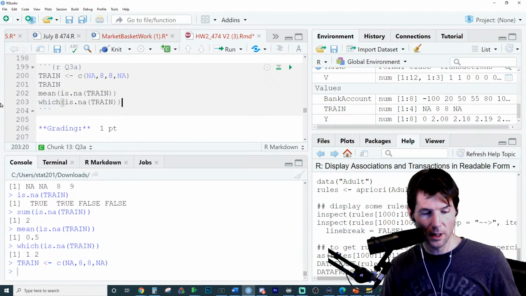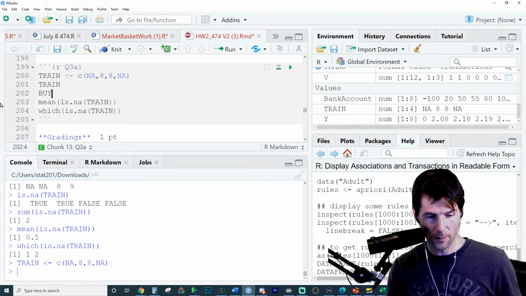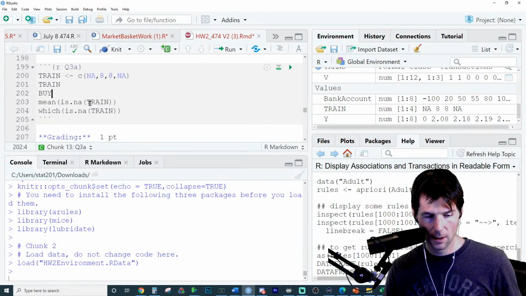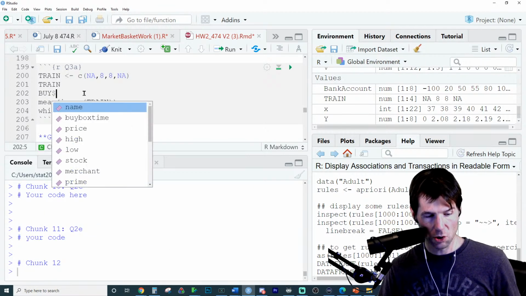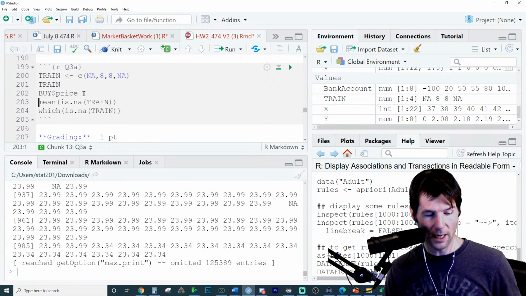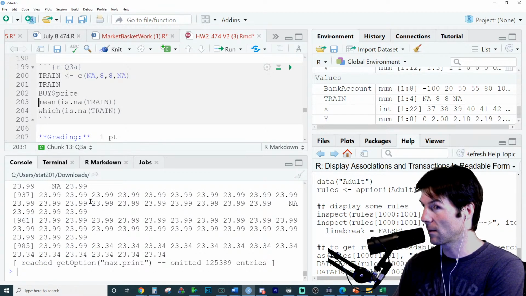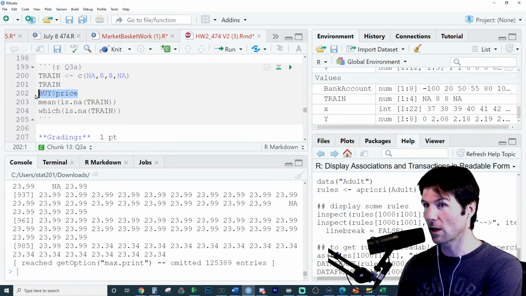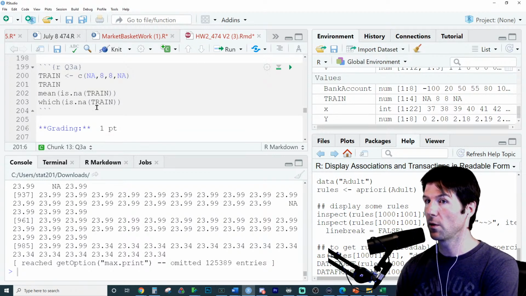What is price in? Price should be in the buy vector. It should be in the buy box. Let me load up the buy box. It should be in buy, and it should be in price. So price is in the buy vector, and we can see some missingness in there. So Timothy is correct right here. This will return 1 and 4 for this code down here.